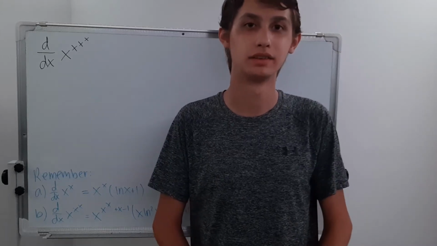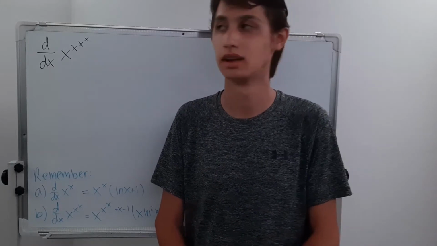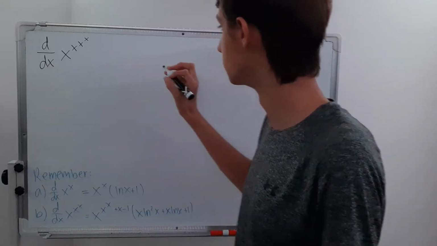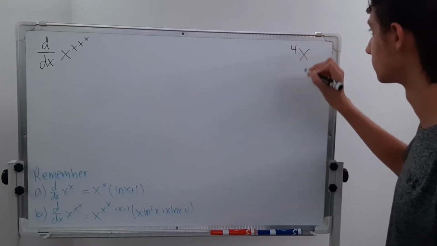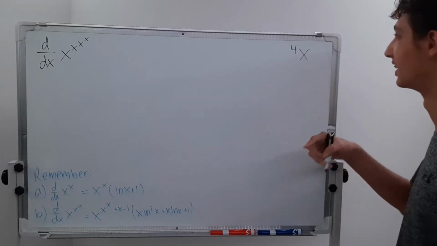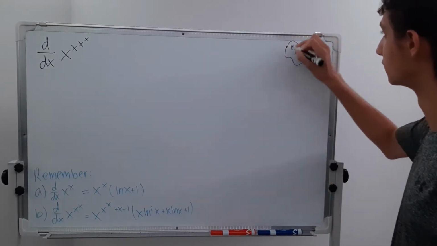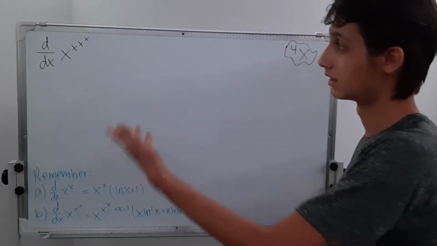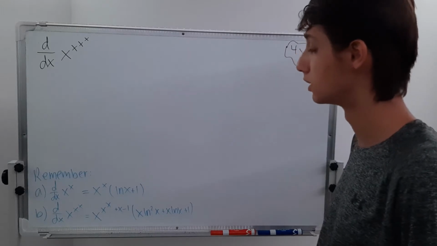Today we're going to take the derivative of the fourth tetration of x, which can be rewritten as ⁴x. I mean, it's like an exponent, but in the wrong place. That's the fourth tetration of x, so that's just a little side note there. But yeah, this is the fourth tetration of x, and we're going to take the derivative of it.